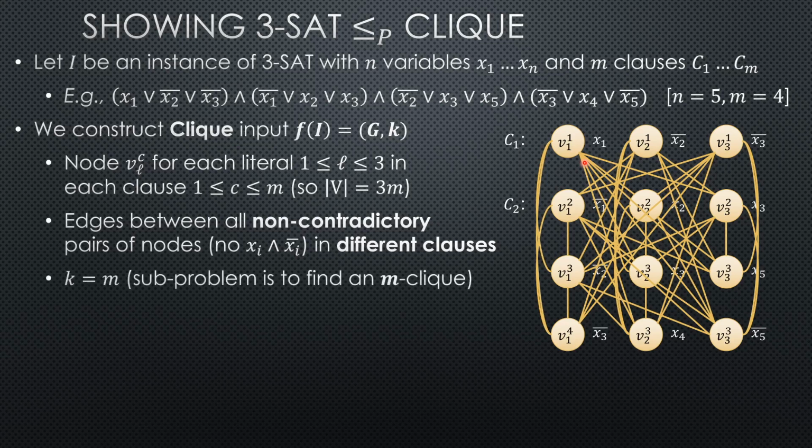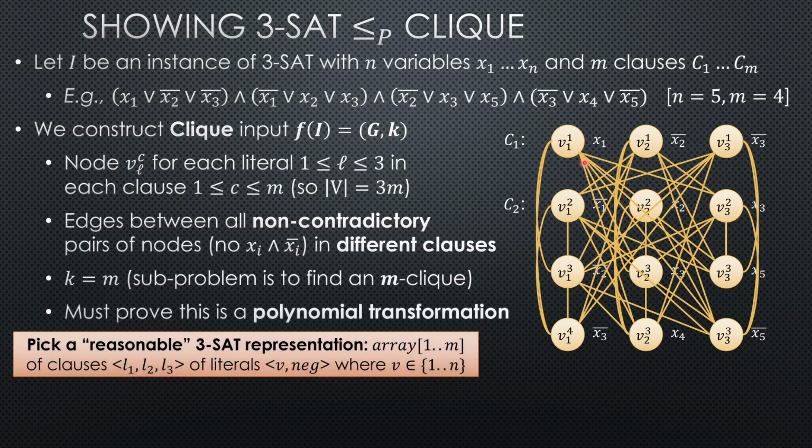So we're going to try to reduce the problem of satisfying all M clauses to the problem of finding an M-clique, which will hopefully consist of M different nodes from M different clauses. And the fact that it's a clique will mean we can satisfy all of those nodes' literals, which are all from different clauses, simultaneously. So that's the idea. Let's prove that this is a polynomial transformation. So first, let me show that it's polytime.